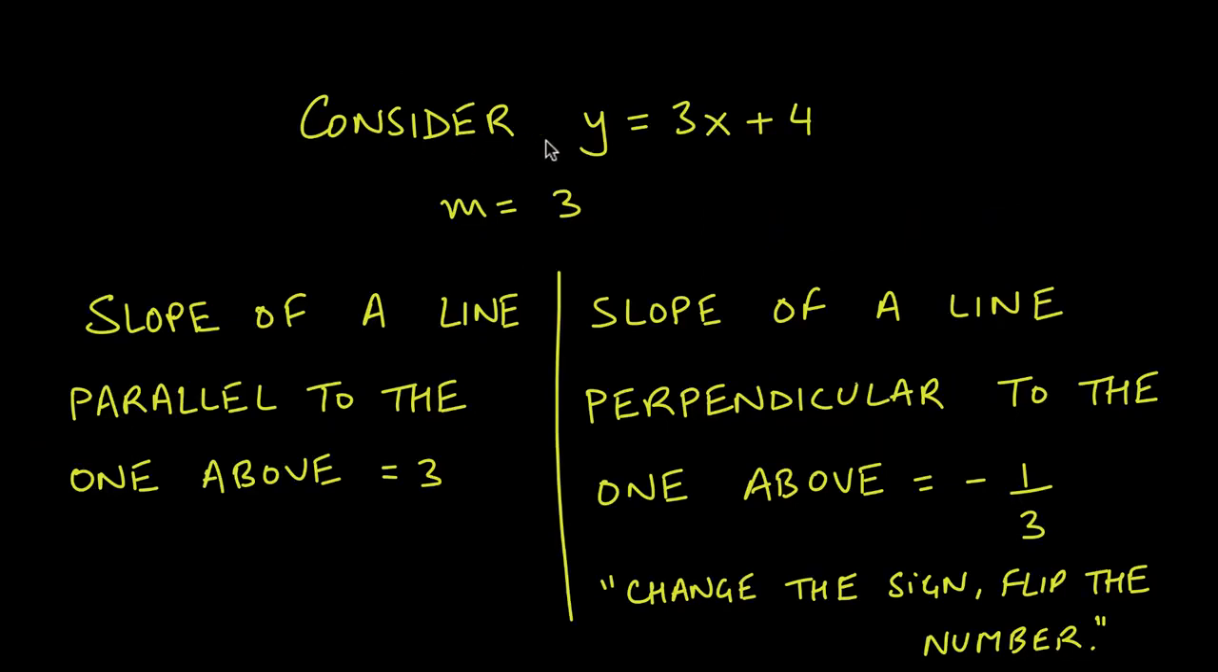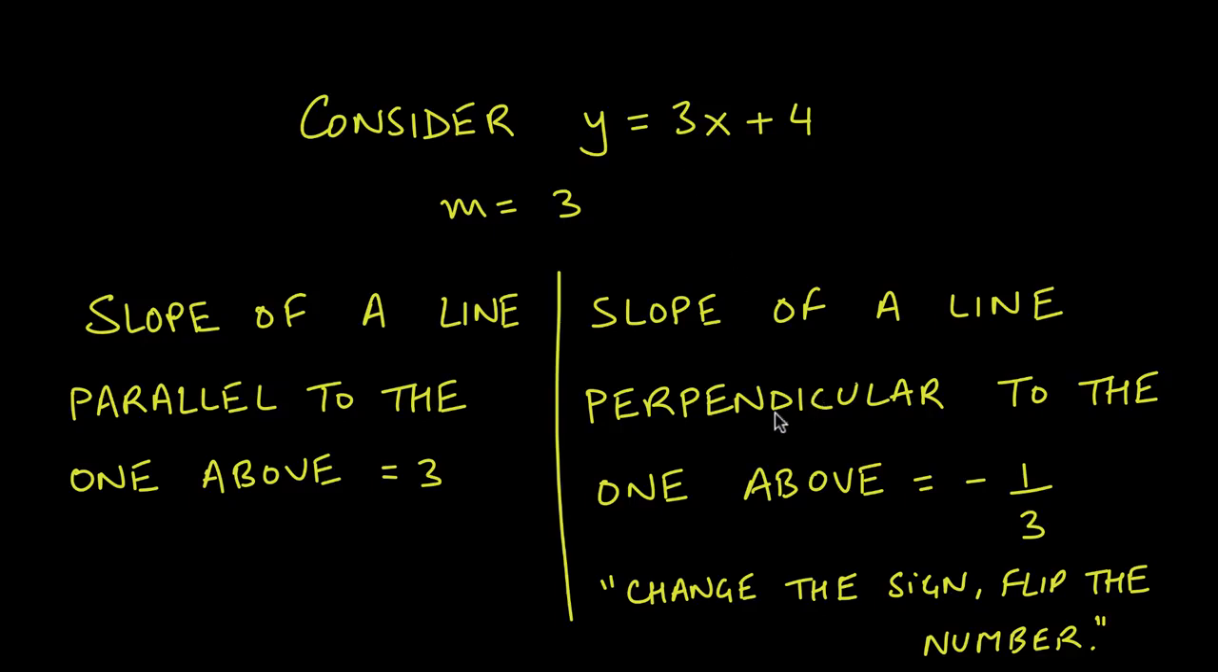But let's say we consider the simple example, y equals 3x plus 4. This is in slope-intercept form already. Hopefully you recognize this as y equals mx plus b. So m in this case is 3. So we know that the slope of this line that we're given is 3. So the slope of a line that is parallel to this one would also be 3, because parallel lines have the same slope. So if there's a new line, say y equals 3x plus 7, the slope of both those lines would be the same, and as a result, they will be parallel to each other.